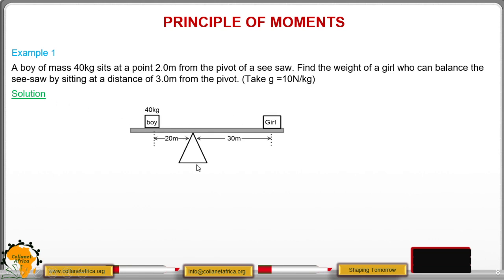So this is now the seesaw here. Of course, we have this boy. Of course, we are told he is 40 kilograms. The girl, we don't know the weight. That is our question.